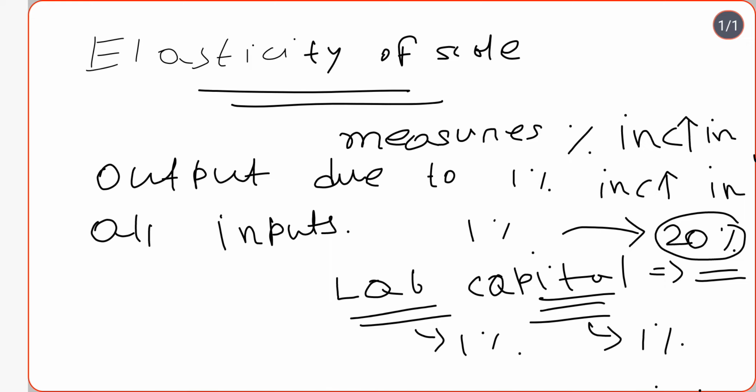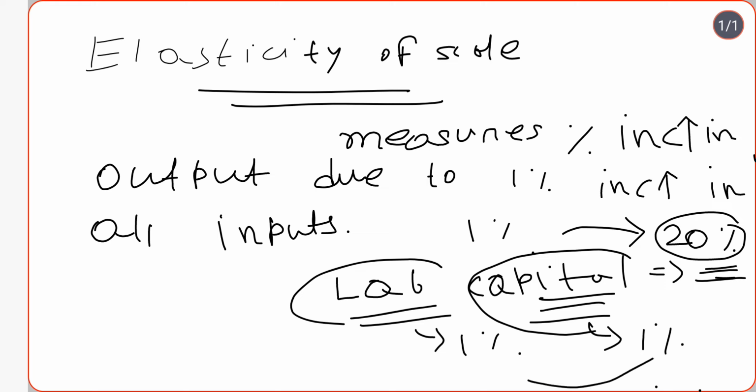So what does elasticity of scale actually try to tell us? Elasticity of scale tries to tell us the percentage increase in output, that is 20, due to a 1% increase in all the inputs, that is a 1% increase in labor and a 1% increase in capital. It can also contain other factors of production. I just tried to give an example of what it actually tries to tell by this method.